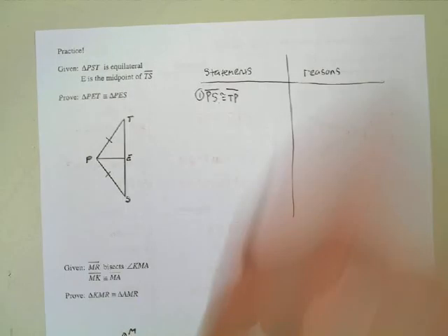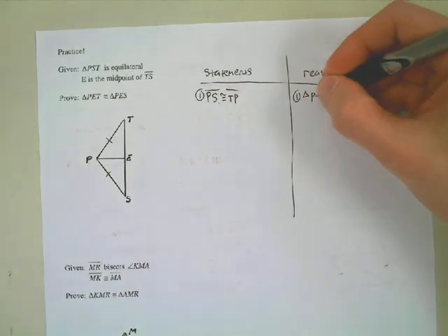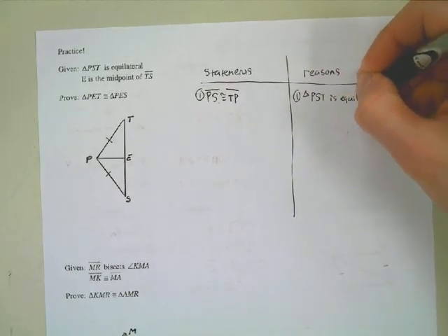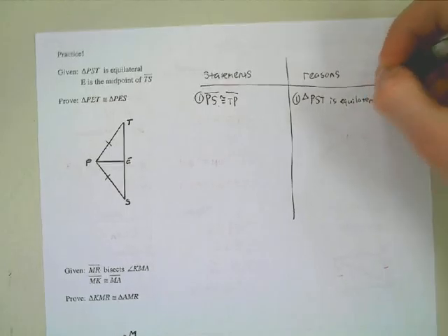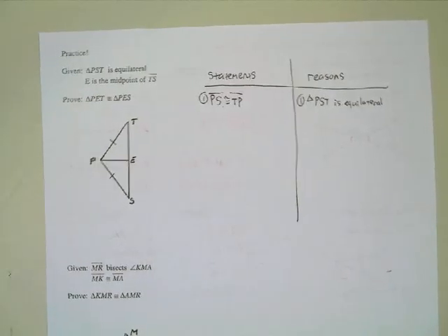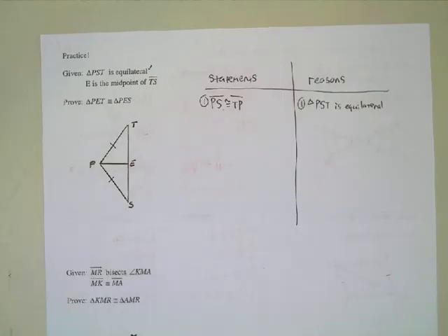Okay, and again, we knew that was true because triangle PST is equilateral. That means all the sides are equal. Okay? So that's our reasoning. All right. So we've used that piece of information to get a congruence there. So we checked that piece off. We used it to get a piece of a congruence.